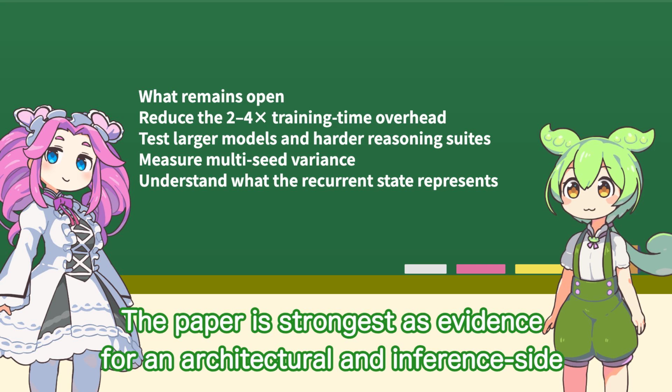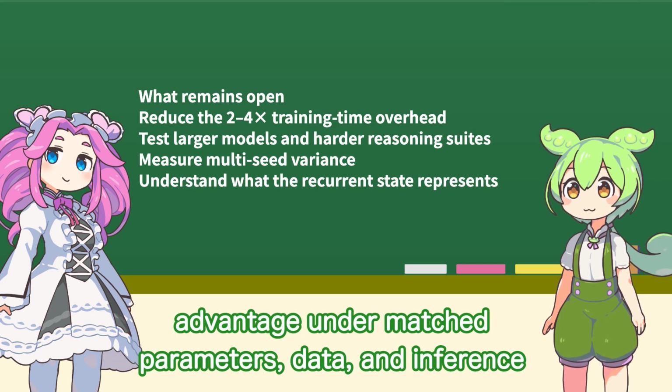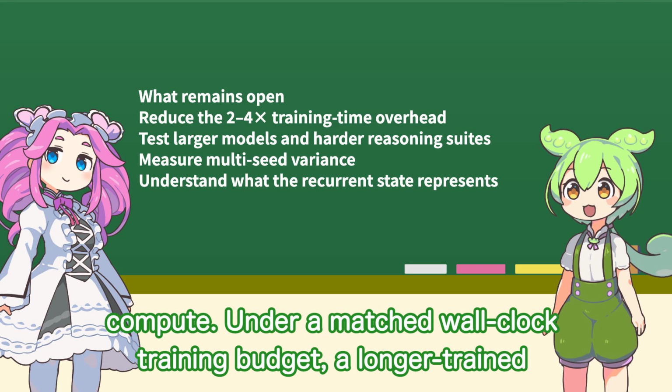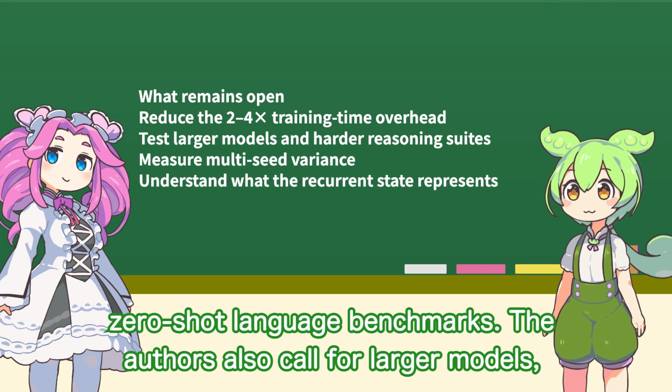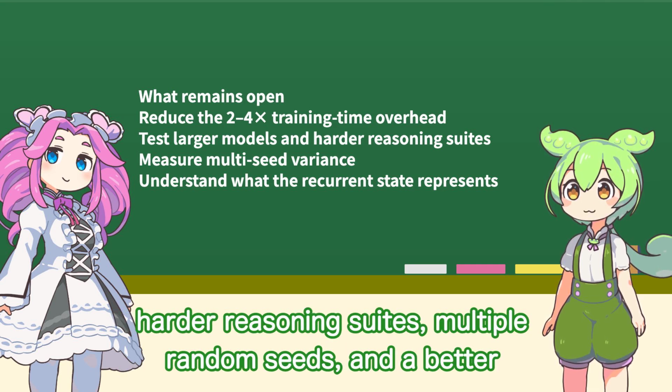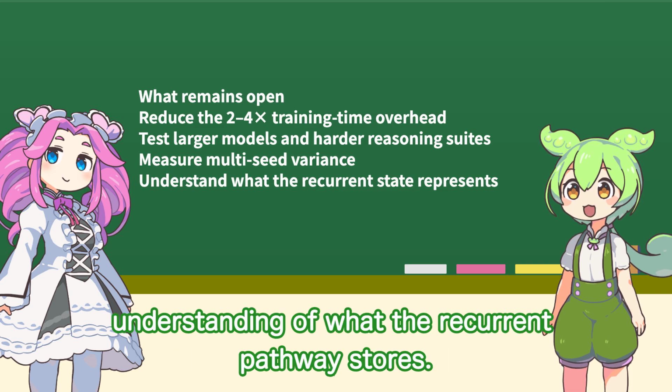The paper is strongest as evidence for an architectural and inference side advantage under matched parameters, data and inference compute. Under a matched wall clock training budget, a longer-trained ordinary transformer can surpass the 135 million parameter T2MLR model on zero-shot language benchmarks. The authors also call for larger models, harder reasoning suites, multiple random seeds, and a better understanding of what the recurrent pathway stores.